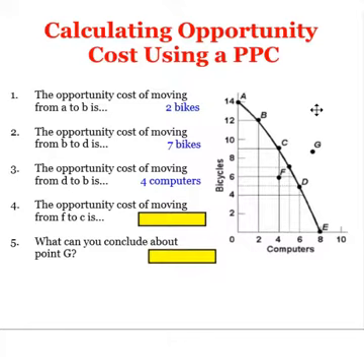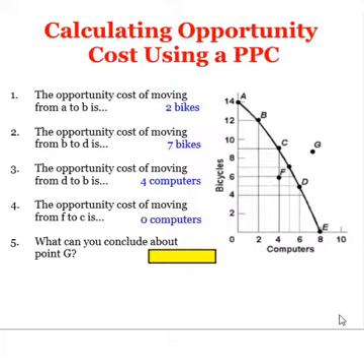F is inefficient. We're not producing fully. We have high unemployment. So in order to gain more bicycles, are we actually giving up any computers? No. We had 4, now we still have 4. So you might think the answer is 0. We gain nothing, we lose nothing. But that isn't technically true.